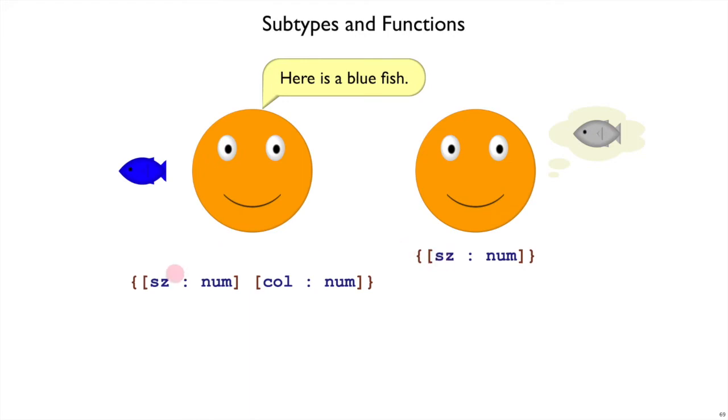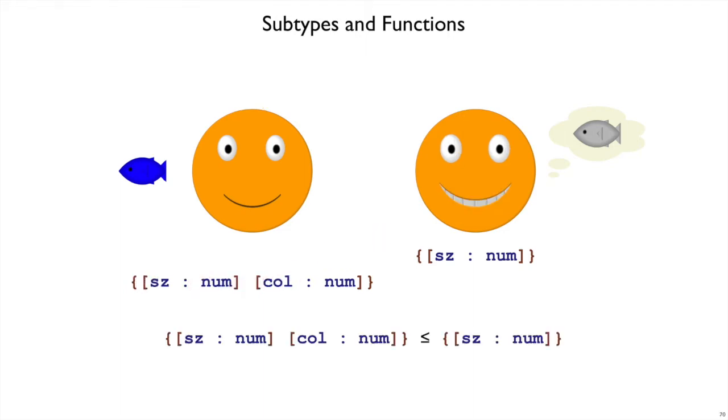A blue fish is a color fish. It has a size field but also has a color field. And Bob is going to be perfectly happy with this blue fish. And if you think of Bob as a kind of function accepting the color fish in place of a regular fish, Bob is happy because a color fish is a subtype of just a plain fish.